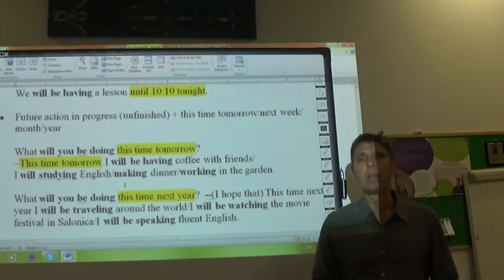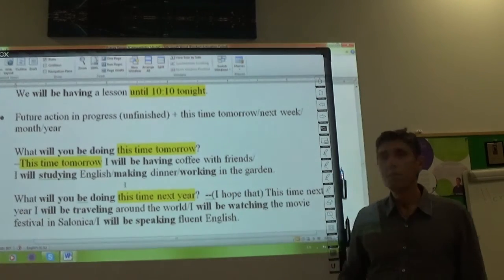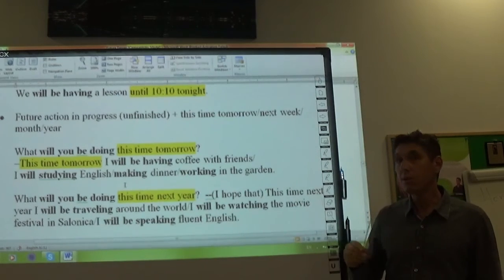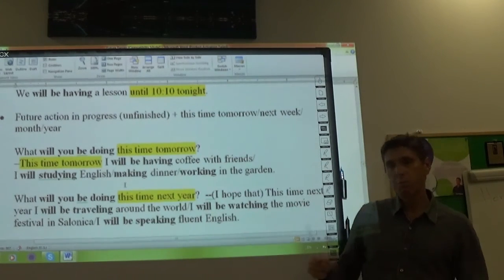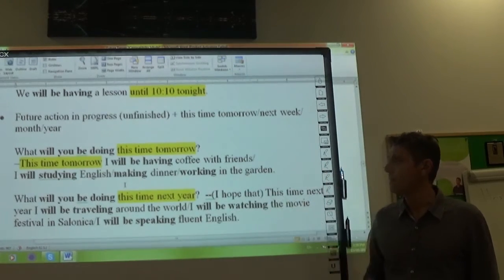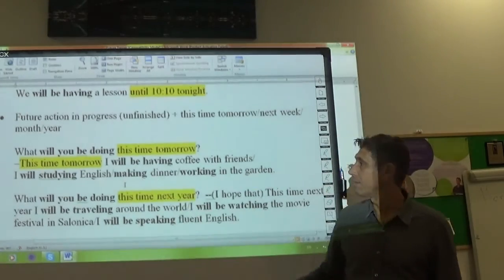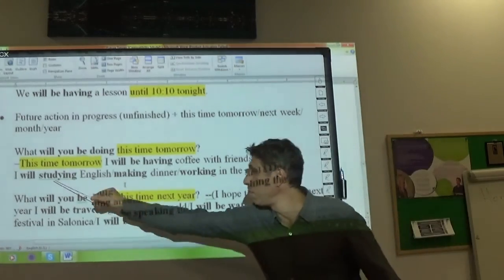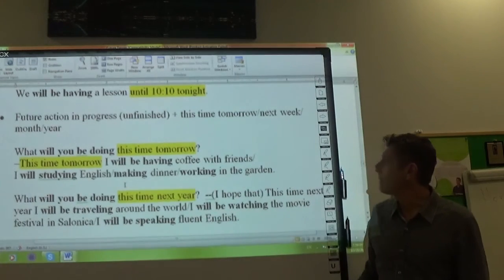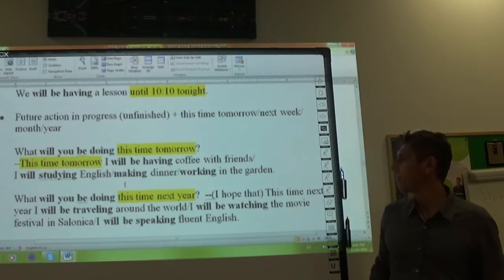Here's an example. Somebody asks you, what will you be doing this time tomorrow? Because you hear the set phrase this time tomorrow, you reply using the future continuous. So you answer to them, this time tomorrow I will be having coffee with friends. Or, this time tomorrow I will be studying English. There's a B missing here, sorry about that. Or, this time tomorrow I will be making dinner. Or, this time tomorrow I will be working in the garden.